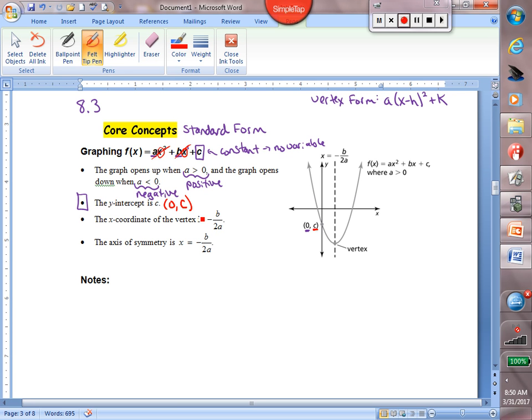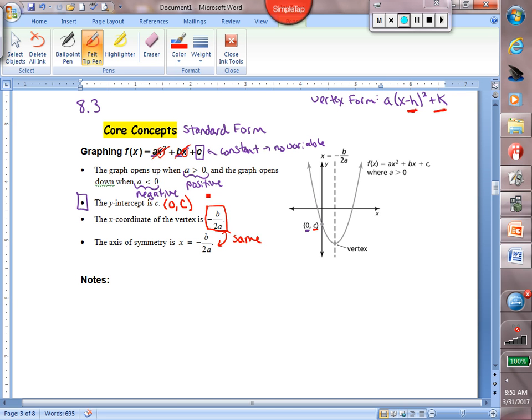Now finding the vertex. I know in vertex form it was really nice and easy. We could look and say our graph goes left or right so many, and up or down so many, and that gave us our vertex. With standard form, it's a little different, but we do have this nice slick little formula that will let us find the x-coordinate of the vertex, which also means we can find the axis of symmetry. Remember, the x value at the vertex is the same as the value for the axis of symmetry. So that little formula deals with the coefficients a and b in our standard form.